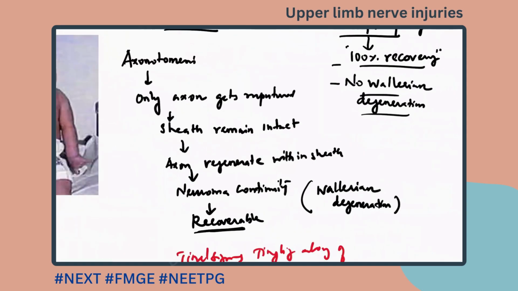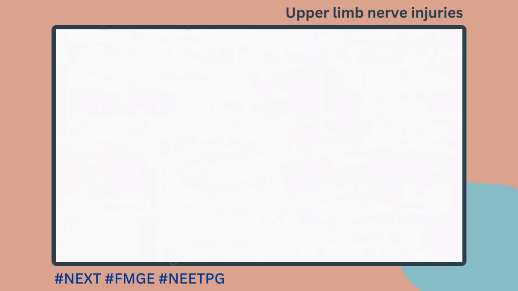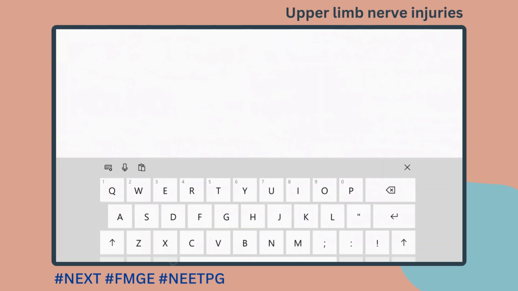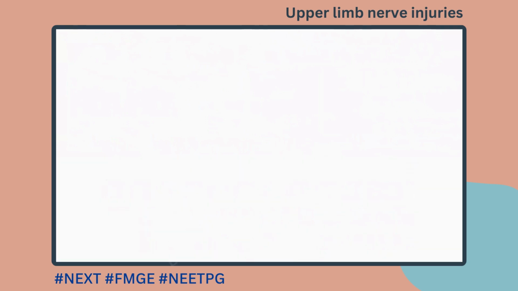Specific nerve injuries. Okay, the first one to begin with is brachial plexus injury. Very, very important topic. So before going to the brachial plexus injury, first we'll see what is called the brachial plexus, how it is formed, then we'll go into the brachial plexus injury.